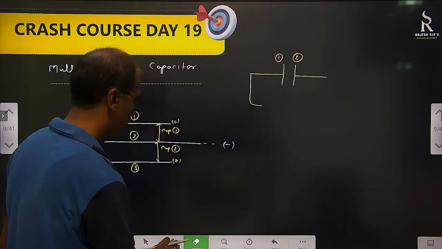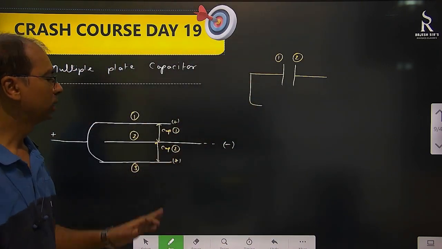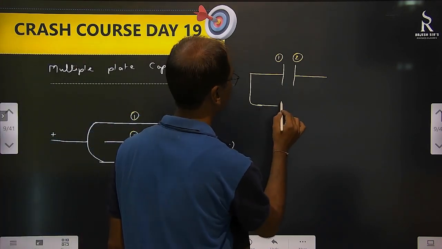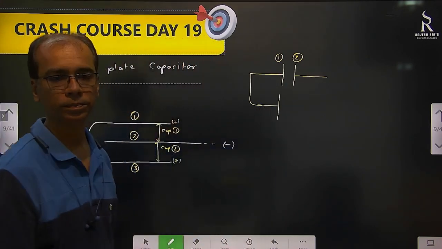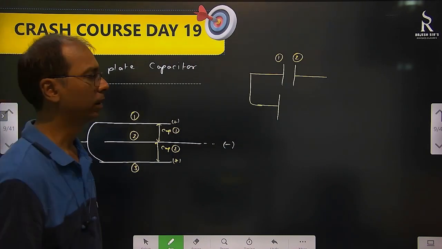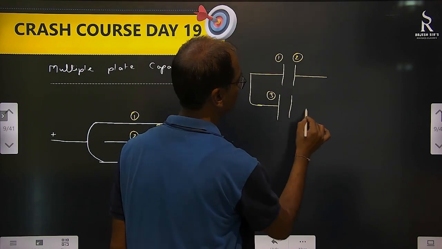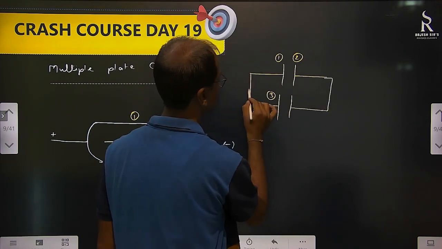Why wrong? Because plate 1 and plate 3 both are connected with the positive end of the battery. So plate 3 is here. Plate 3. Now see, both are positive. Yes, and here is plate 2. No issues. It's like this.